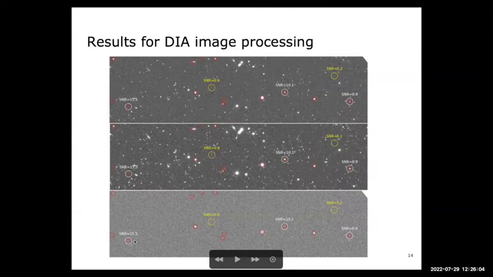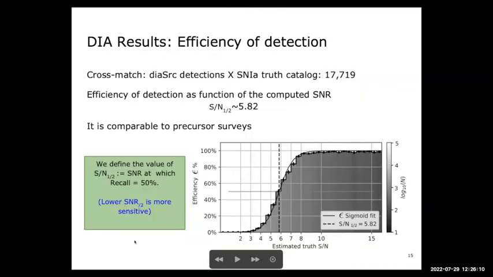So doing this for the entire set of epochs that we have, we can build the efficiency curve of our DIA pipeline. We can characterize exactly what the difference image analysis performance is. The number that we are interested in is the signal to noise ratio 1/2, which is, when the efficiency falls to 50%, what is the signal to noise ratio? And we obtain 5.8. So this is very useful for simulations.